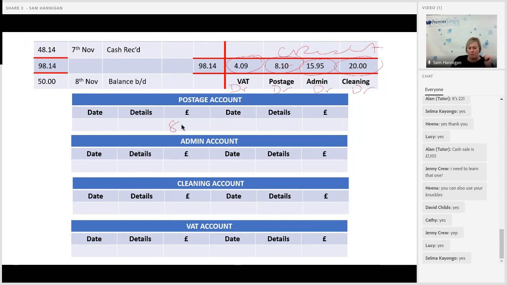So what you've got is £8.10, £15.95, £20, and £4.09. Your details is petty cash. And then the date for this one would be the 7th of November, I think that's right, because that's when we balanced it off and closed it down. So that's all you're doing. Normally in the exam, if you're tested on this, you've got a little arrow and you can post down the details. But again, it's quite a decent mark question for what you've got to do, so you really need to aim to get the highest marks you possibly can.